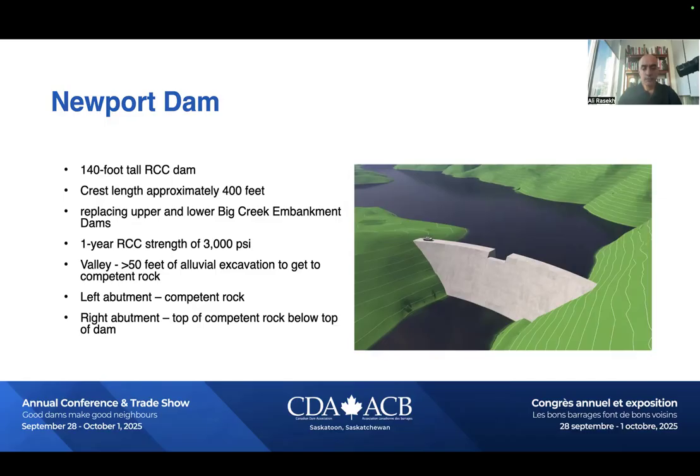It needs about 50 feet of alluvial excavation to get to competent rock. On the left abutment, we will end up with really competent rock. On the right abutment, the top of competent rock would be much lower, like we don't have a strong abutment, and we need remediation such as an abutment on that side. But this is not studied as part of this study.